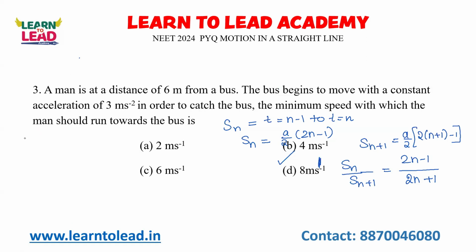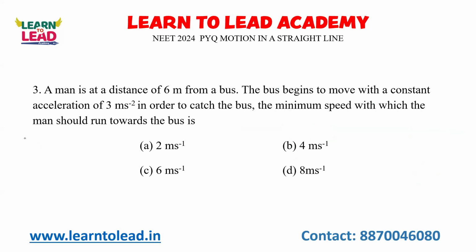A man is at a distance of 6 meters from a bus. The bus begins to move with a constant acceleration. Okay, acceleration is given, distance is given. In order to catch the bus, the minimum speed with which the man should run towards the bus. So now the man has to catch the bus, and at what minimum speed should he run? What is the formula we normally know? The distance is equal to velocity into time.